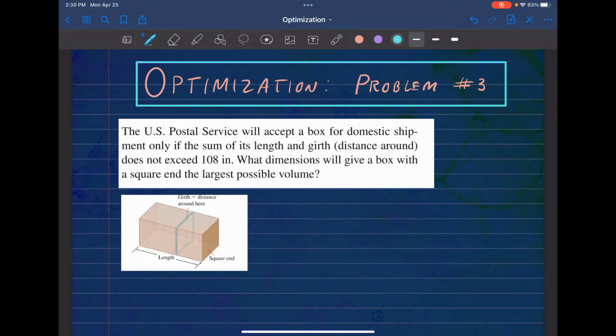Welcome everyone. In this video, we're going to work out another optimization problem. So let's take a look at this particular example I have here.